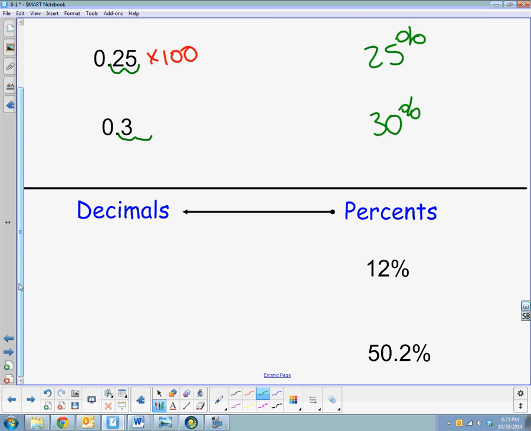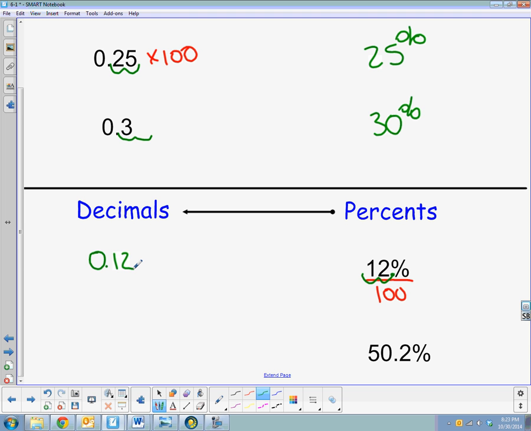Percents back to decimals. Same idea. Percents are out of 100, which means we are dividing by 100. And so if I divide by 100, go ahead and write that in there just so you see it and know what's going on. If we're dividing by 100, really we're moving that decimal to the left, 2 times. To the left. And so 12% is 0.12.